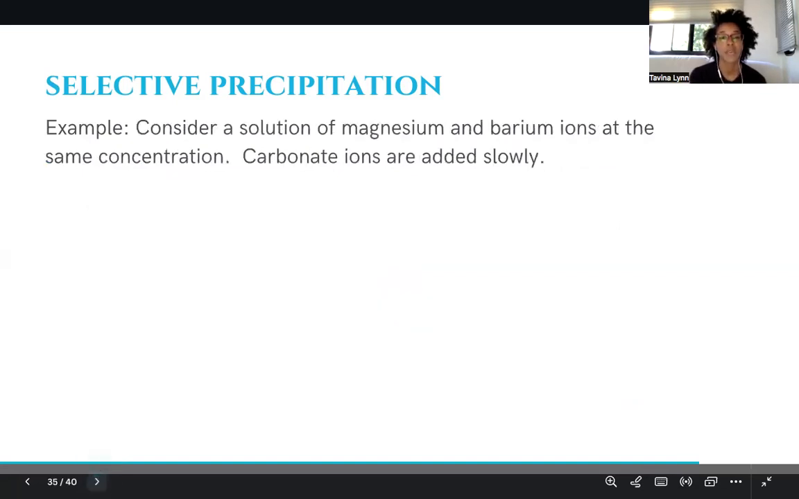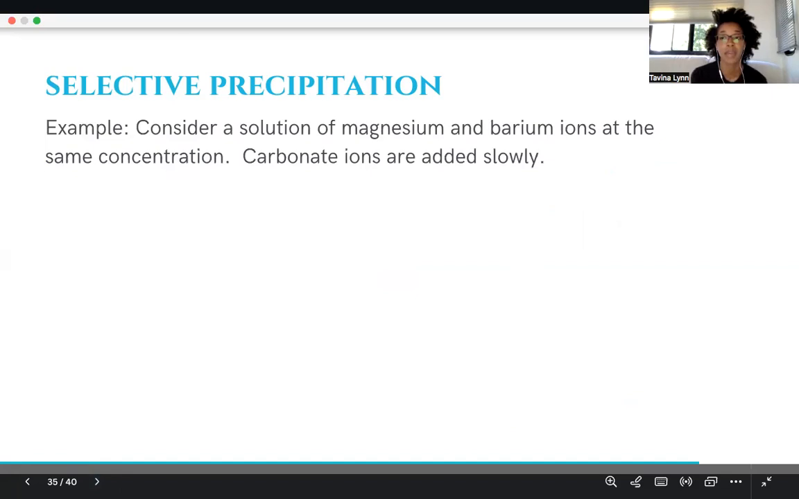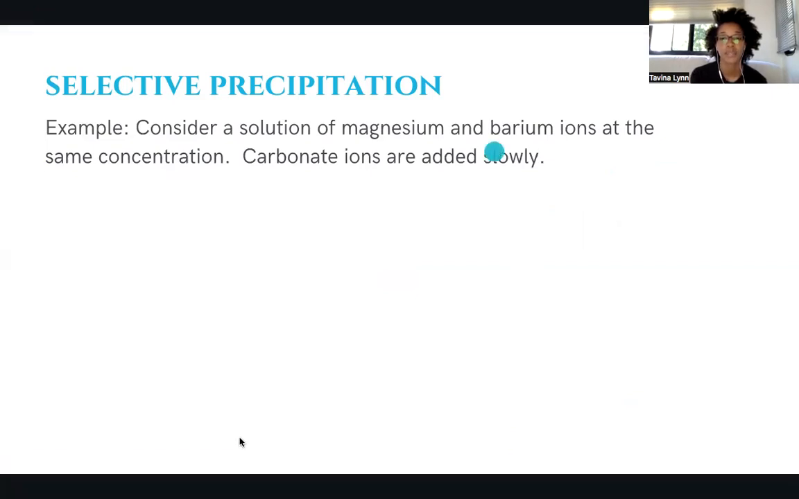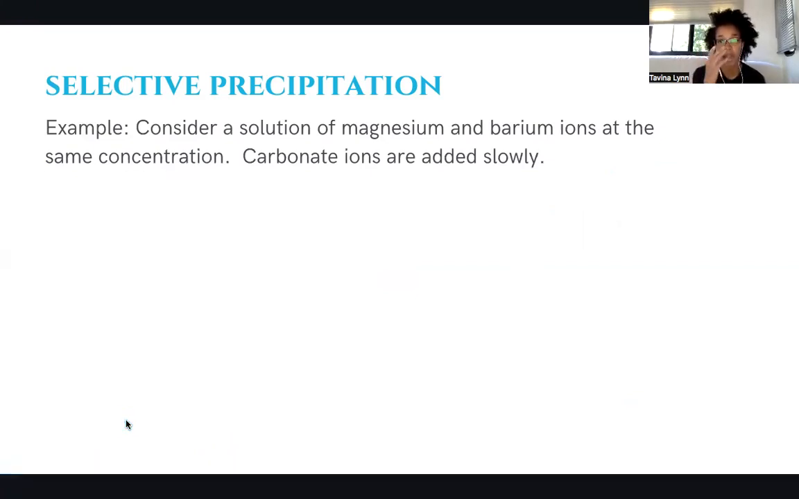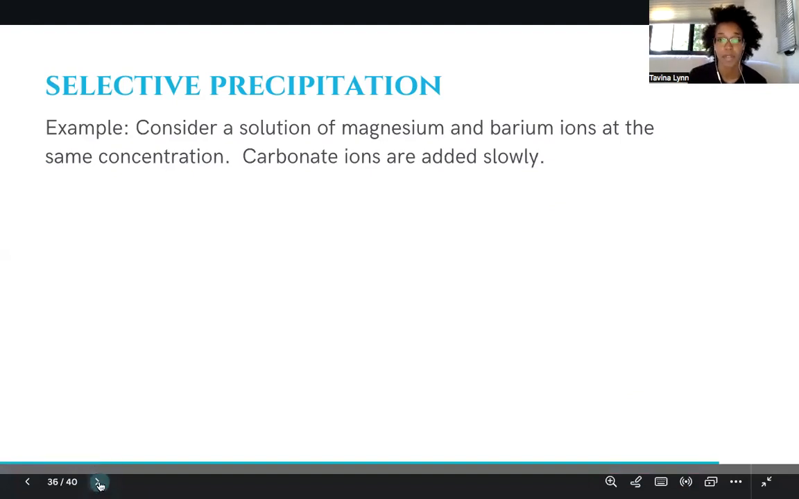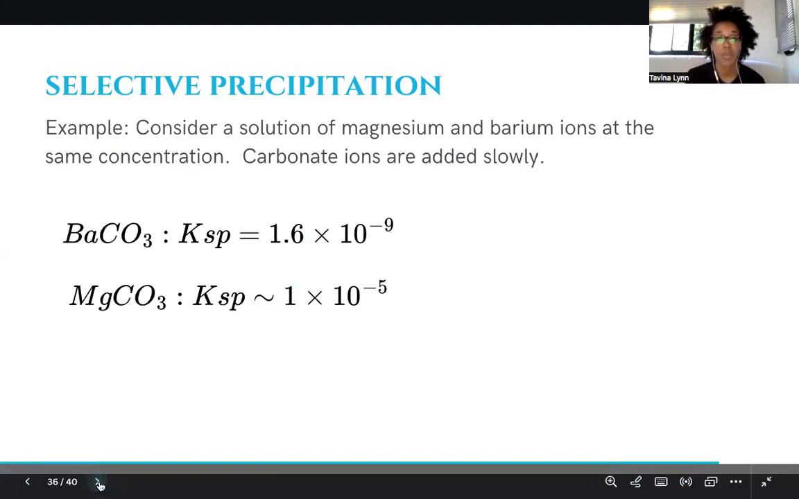So let's look at another example. Consider a solution of magnesium and barium ions. They are at the same concentration, and carbonate ions are added slowly. So here we have a solution with two different cations, magnesium and barium, and we're going to add the anion carbonate. What will happen?